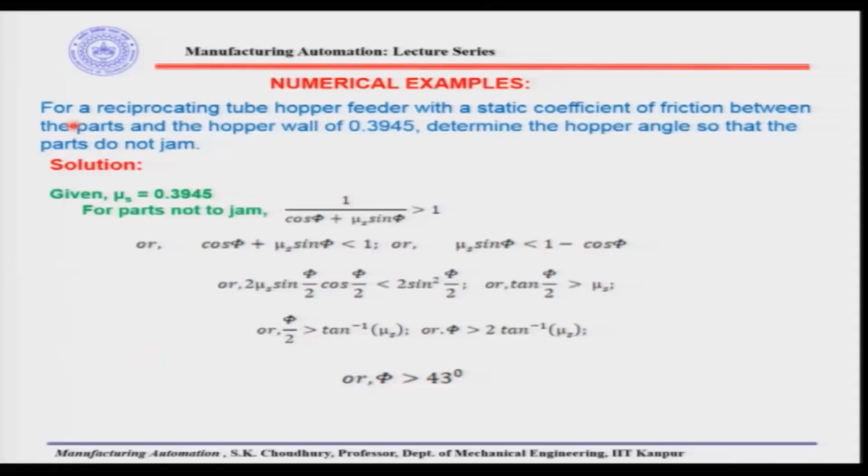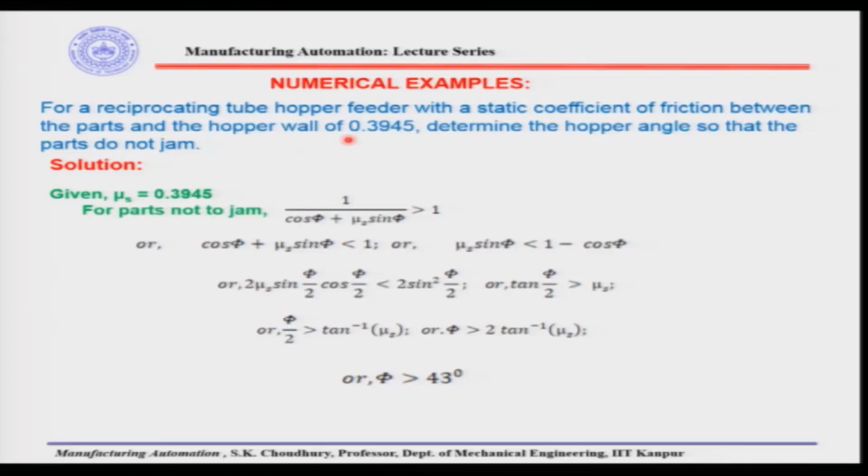Okay. Let us take a numerical example to see how we can implement the theory that we have just seen for the reciprocating tube hopper feeder. Suppose for a reciprocating tube hopper feeder, with a static coefficient of friction between the parts and the hopper wall of 0.3945, determine the hopper angle so that the parts do not jam. See, this example is taken as a practical example of when somebody is designing the reciprocating tube hopper feeder.